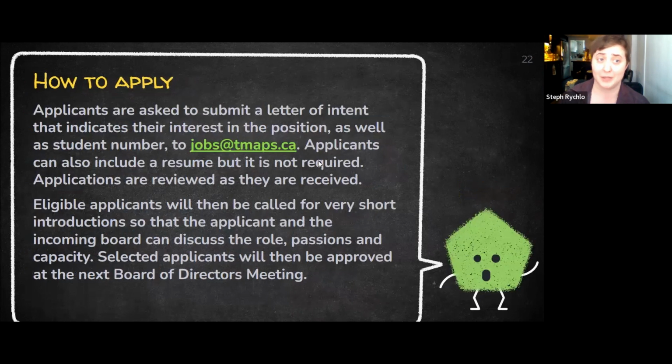If you're interested in applying, submit an application with your student number and a little letter of intent to jobs@tmaps.ca. Applicants can include a resume, but it's not required. And then the applications will be reviewed as they come in.